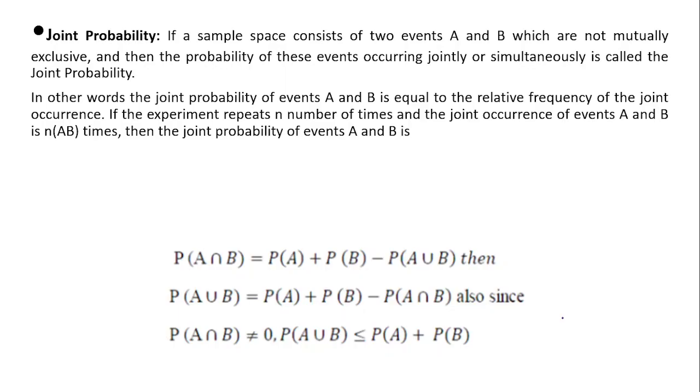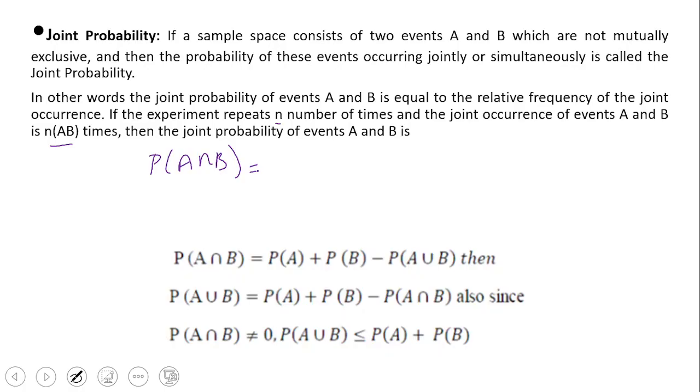In other words, the joint probability of events A and B is equal to the relative frequency of joint occurrence. If we are performing an experiment n number of times, and the joint occurrence of events A and B is n of AB times, then the joint probability of events A and B is given by P of A intersection B. Why are we calling it intersection? Intersection is the common part between both A and B.